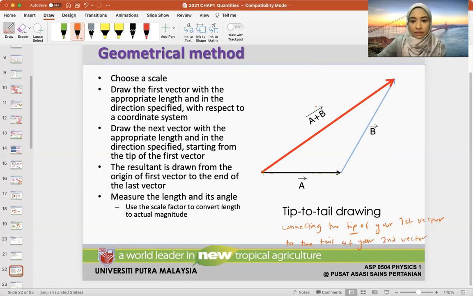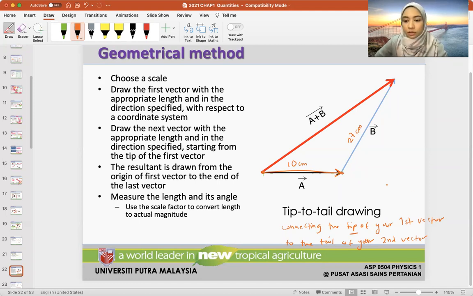For example, tadi kita cakap A plus B, A vector plus B vector. So I start with A, I draw A first, so I know that it's 10 centimeter, 0 degrees, right? And then the second vector is B, and it should be 27 centimeter. And I connect the tip of vector A with the tail of vector B.